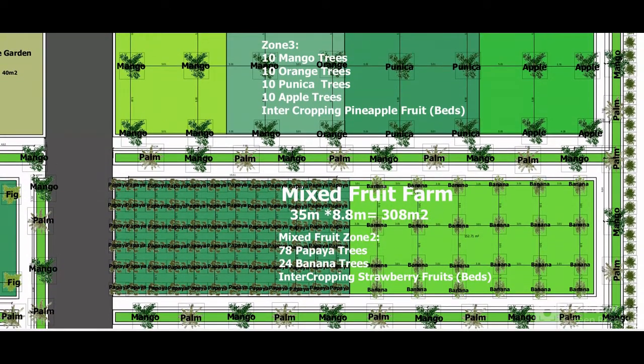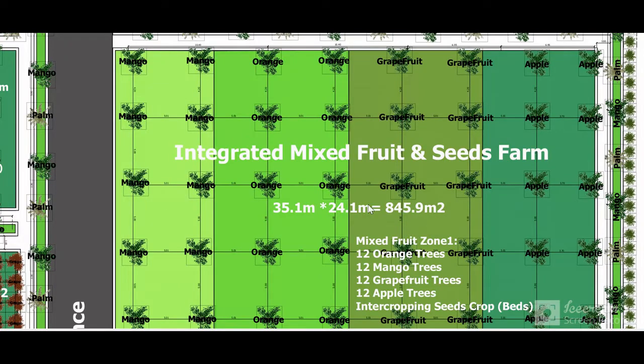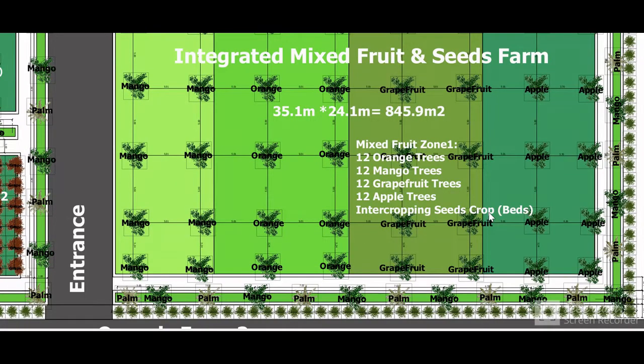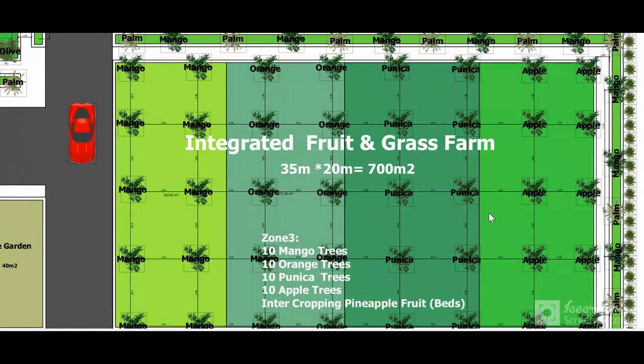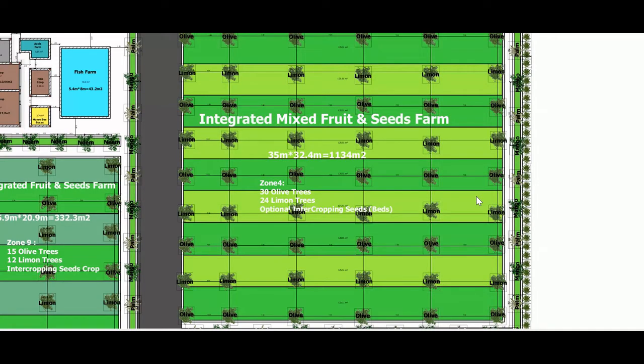As we see, in zone 2 the next fruit is the strawberry, and in zone 3 the next fruit is pineapple, in zone 1 the next fruit but with seed crop. Okay, we can go to zone 4. In zone 4 we use two kinds of fruits, olive trees and lemon trees, with the standard distance for olive trees and lemon trees.